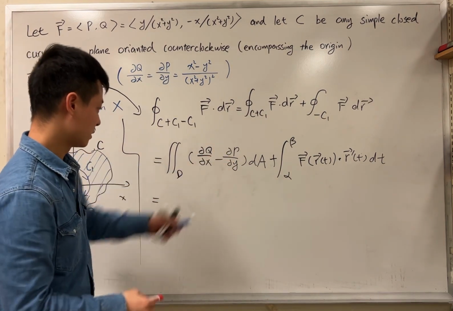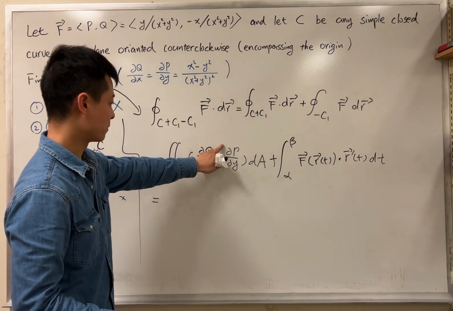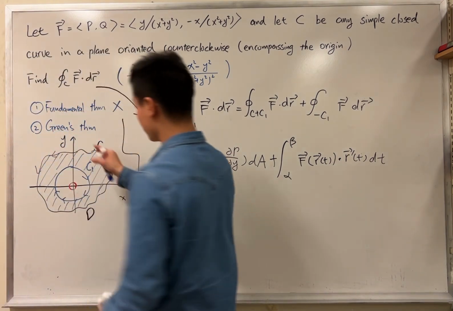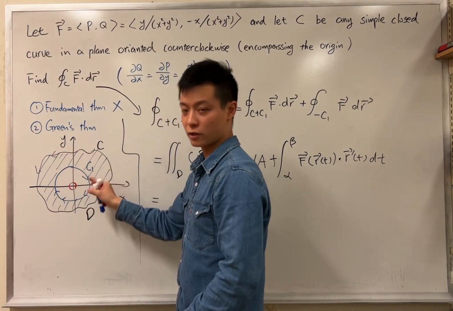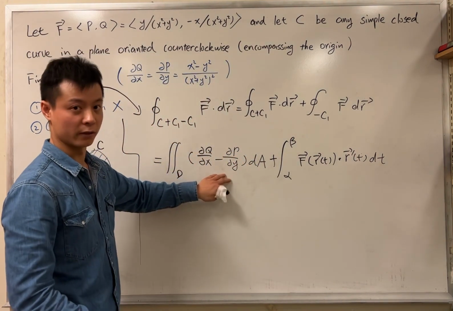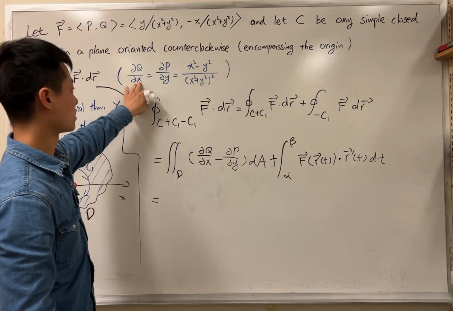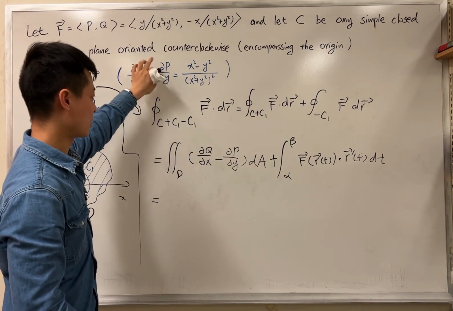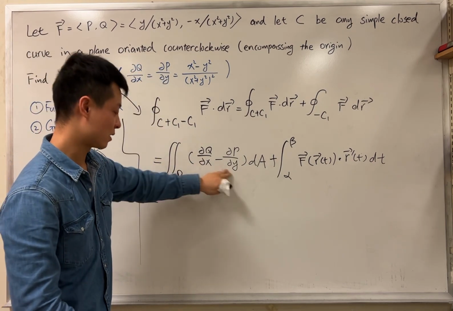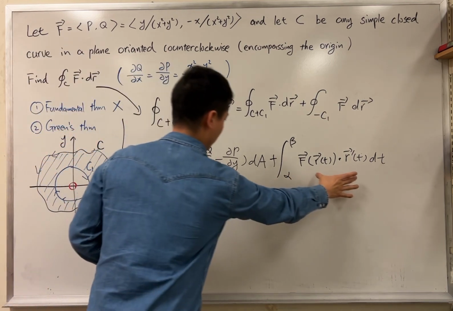For this part here, we see partial Q partial x and partial P partial y. They're both defined on the new region, because the new region does not contain the origin. So there's no problem calculating this part. And we also see that partial Q partial x equals exactly partial P partial y. So this minus that is going to take us to 0, because these two cancel. Okay, so this part is going to be 0, and then let's work on this part.